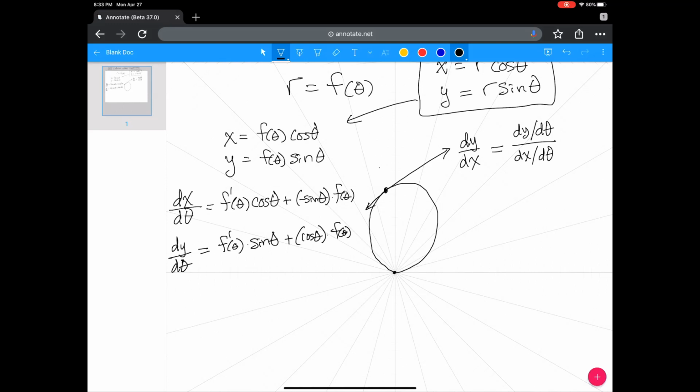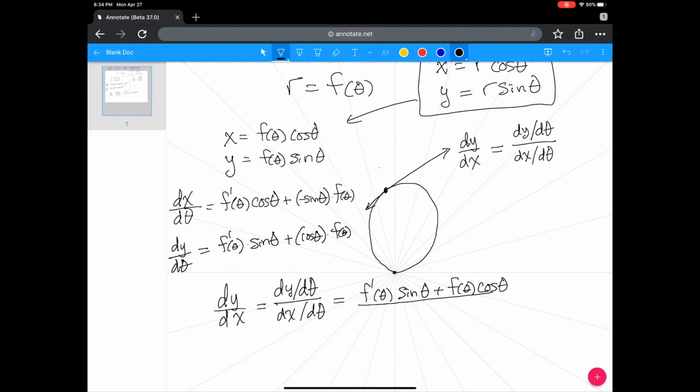So this is going to give us a formula. So dy dx is dy d theta divided by dx d theta. And so dy d theta was f prime of theta times sine theta plus, and I'm going to write the function on the left, I think that's the way the book does it, f of theta times cosine theta. So that's dy d theta.